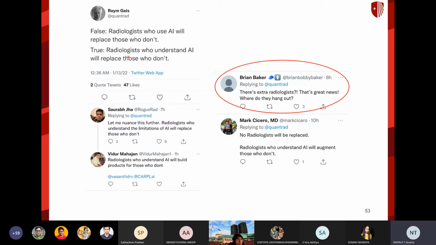You'd probably have heard this narrative a lot of times, where people say radiologists who use AI will replace those who don't. Well, the fact of the matter is that that's not the case, for multiple reasons, not least the fact that we don't have enough radiologists. So there's no way that radiologists are replacing other radiologists. What is more important to understand is that radiologists who understand AI will augment those radiologists who do not understand AI, and that's the way the field is headed today.